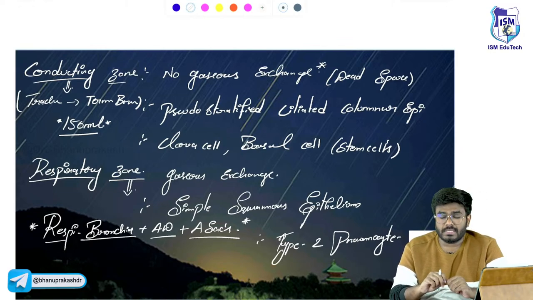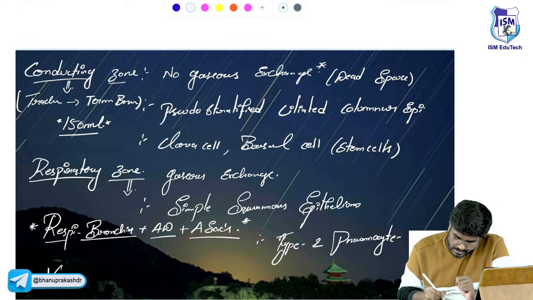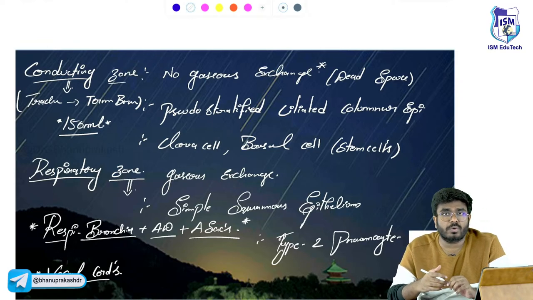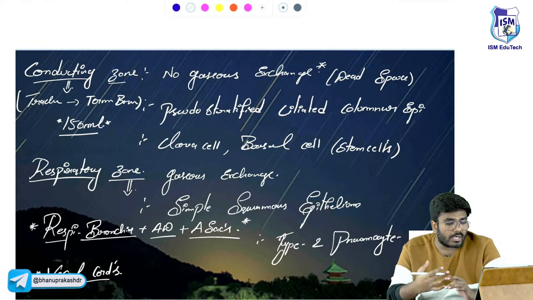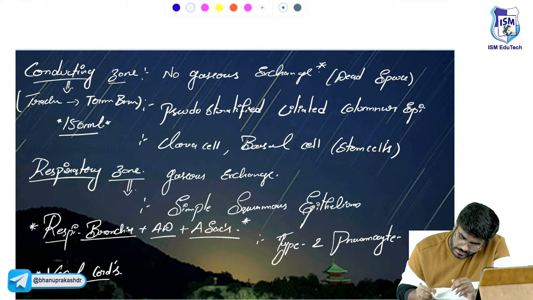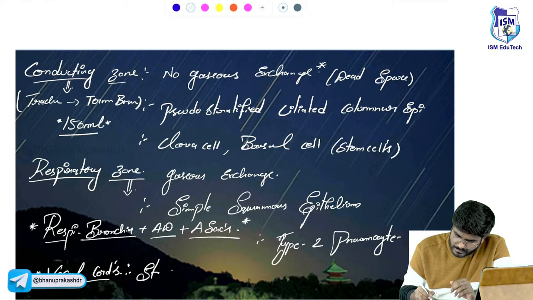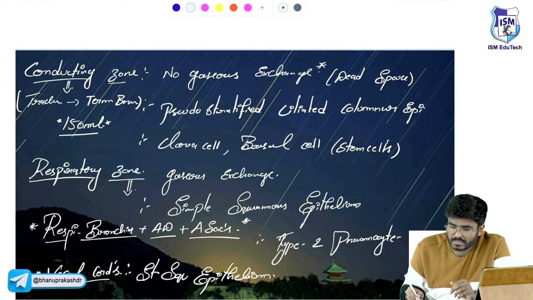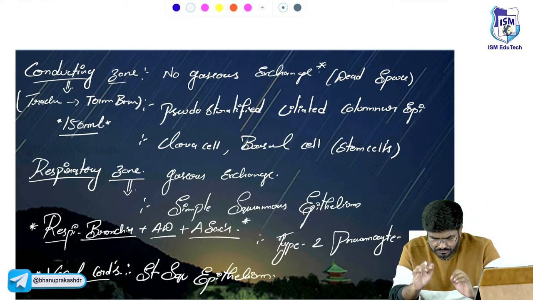What else should you know? See, the questions which are asked in the previous exams are on vocal cords. We have the vocal cords in the larynx, and that's what produces the sounds. These vocal cords are lined by which kind of epithelium? Which type of epithelium is lining the vocal cords? It is stratified squamous epithelium. Okay.